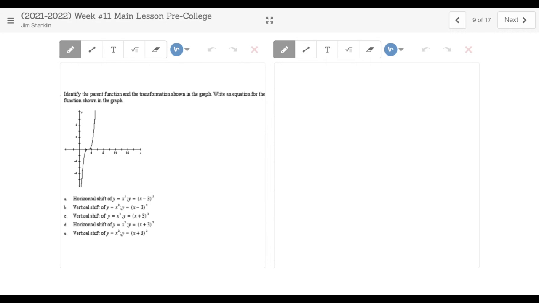Okay, I'll go with A also, because it's being horizontally shifted on the x-axis, x minus 3 to the third power. It's kind of hard to read some of those, but I would go with A. All right.